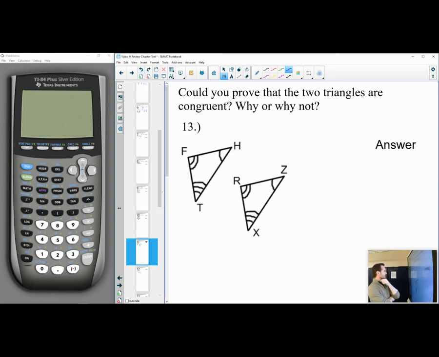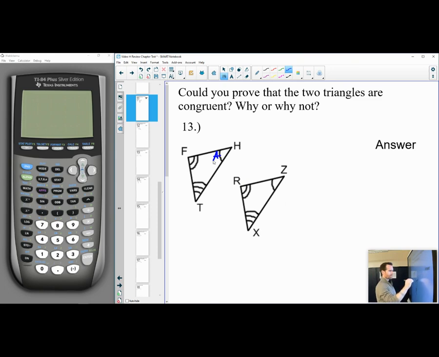Number 13, same directions. Scroll down slightly. Okay. What do we have here? We got a pair of angles, another pair of angles with the same number of markings, and another pair of angles. So we don't need to look for anything extra here. We've got three pairs. Oh, and it's just angle, angle, angle.